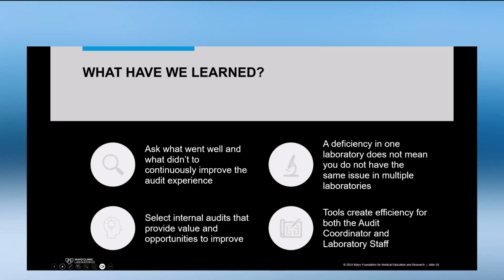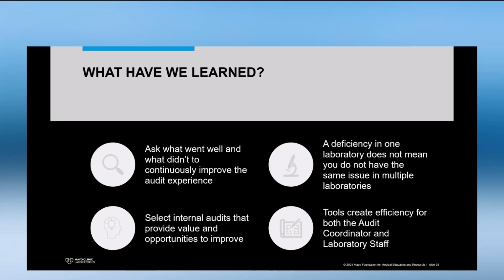A deficiency in one lab does not mean you don't have the same issue in multiple laboratories. So during an inspection, if one lab was cited for a particular deficiency, we often think, okay, when that lab corrects it, it's fixed, we're done, it's over. But how many other labs had the same issue, but it just wasn't identified by the inspector? So it's important to share this information with other labs so they can learn and examine their own practices.